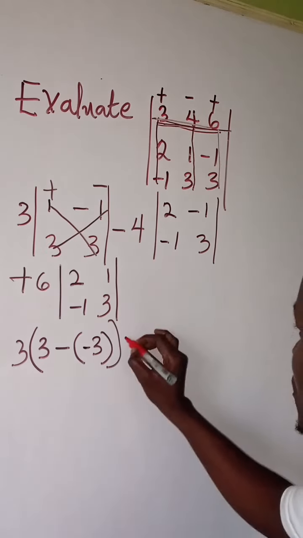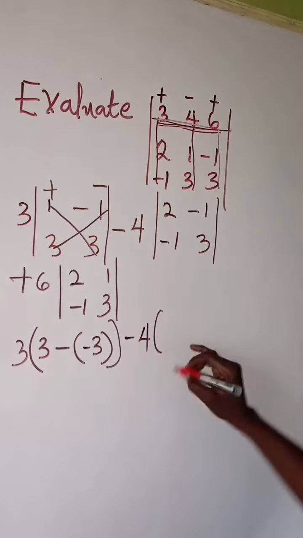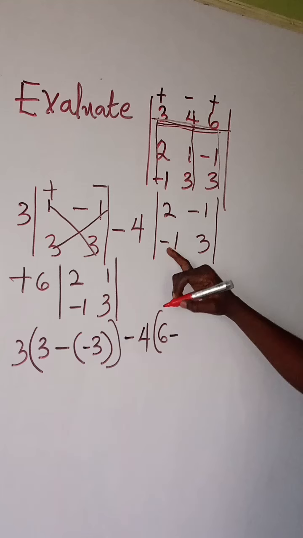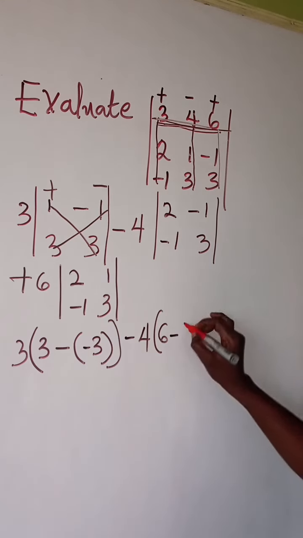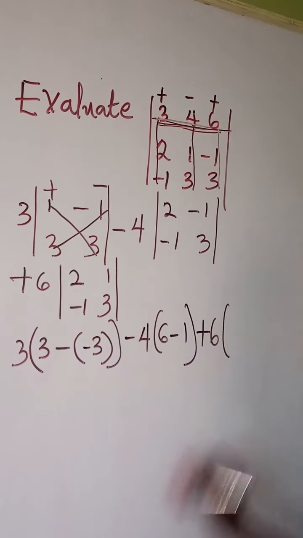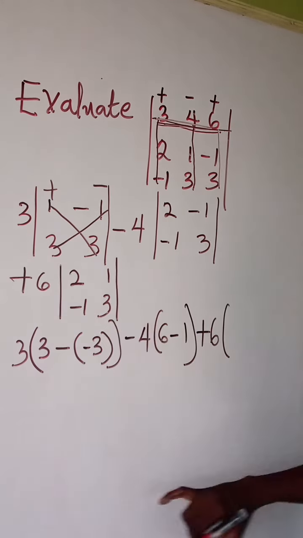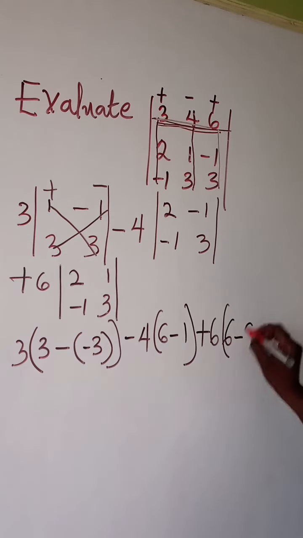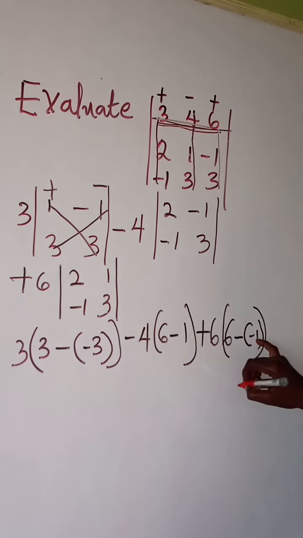Now come back here, minus 4 into bracket. 2 times 3 is 6, minus 1 times minus 1 will give us plus 1. So we have our 1. So we have our plus 6 into bracket. 2 times 3 here will give us 6, minus into bracket minus 1. Because minus 1 times 1 will give us minus 1.